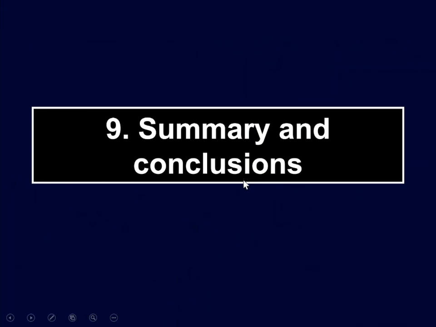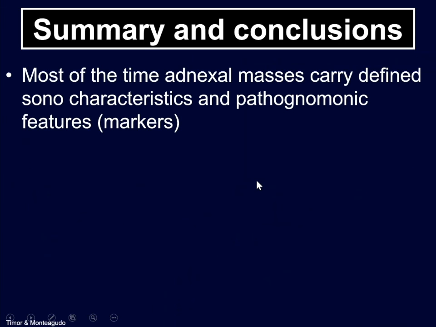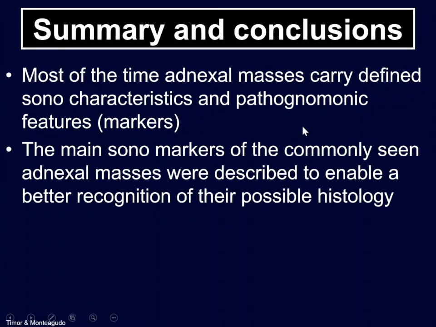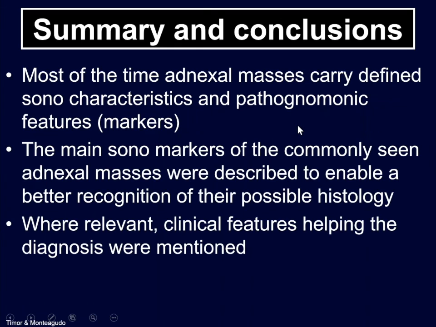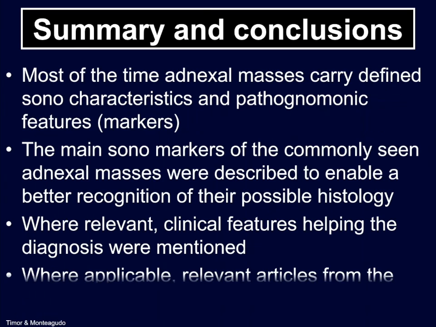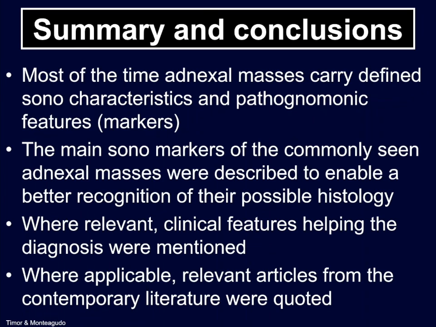Here are my summaries and conclusions. Most of the time, adnexal masses carry definite sonomarker characteristics and pathognomonic features, such as markers. The main sonomarkers of the commonly seen adnexal masses were described to enable a better recognition of their possible histology. Wherever relevant, clinical features helping the diagnosis were also mentioned. Where applicable, relevant articles from the contemporary literature were also quoted.